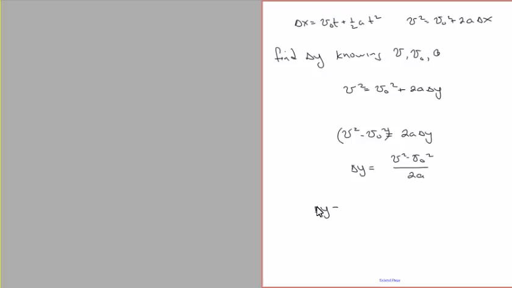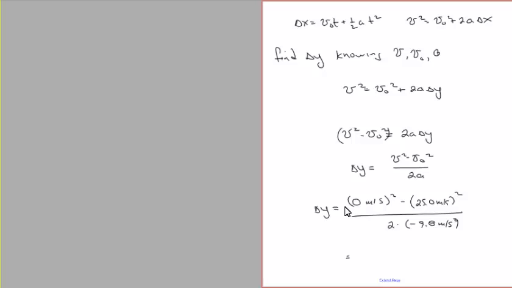So the height is equal to V squared, which is 0 meters per second. That's our final velocity where it goes to 0. We have minus V0, which is 25 meters per second, and we square that. And we divide by 2 times negative 9.8 meters per second squared. You can see the negatives are going to cancel out, so we get a positive delta y.